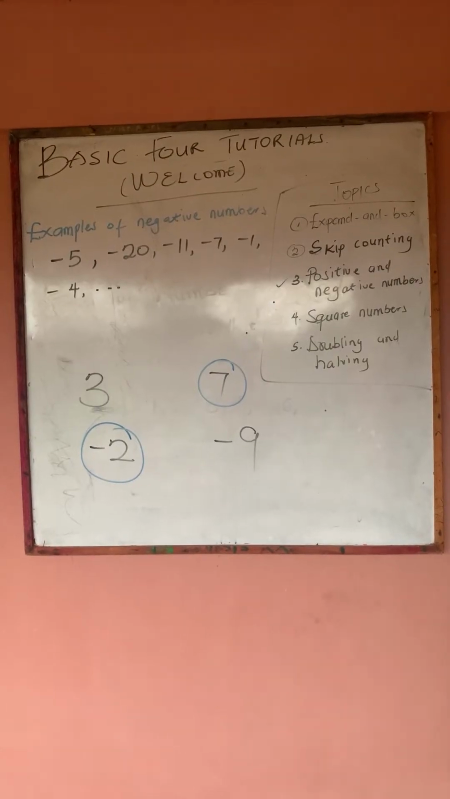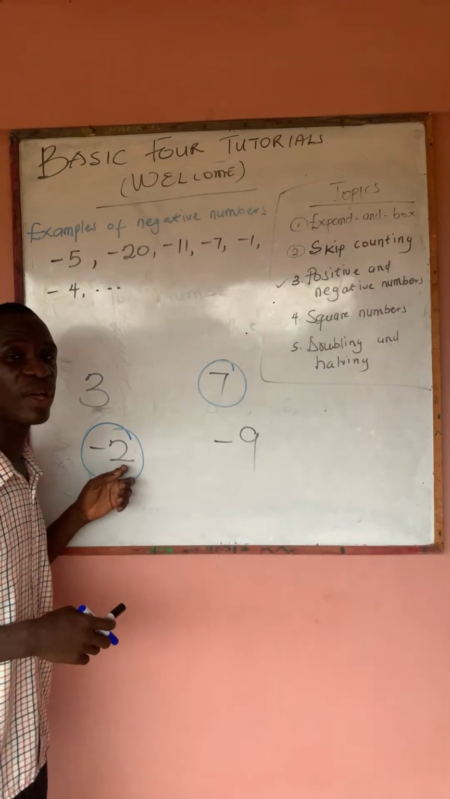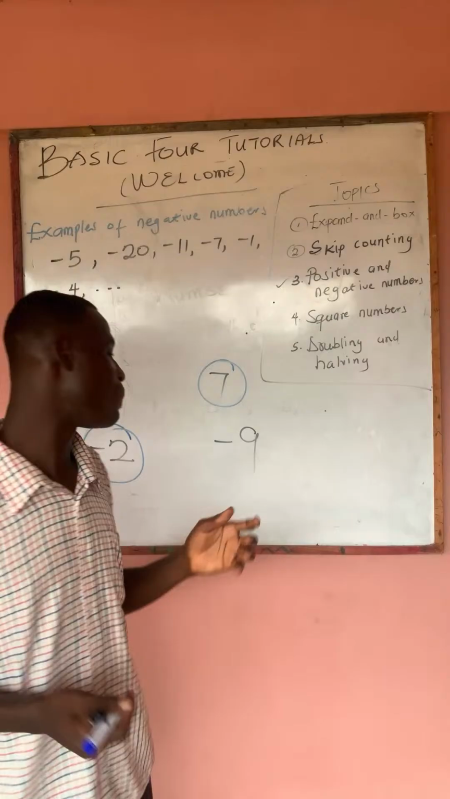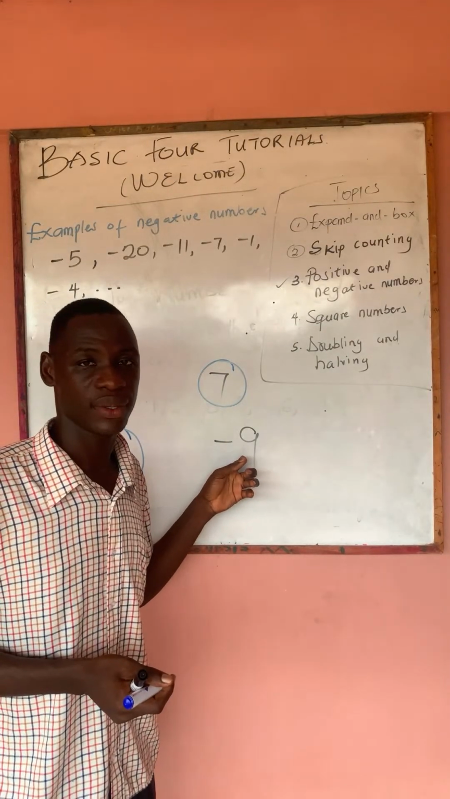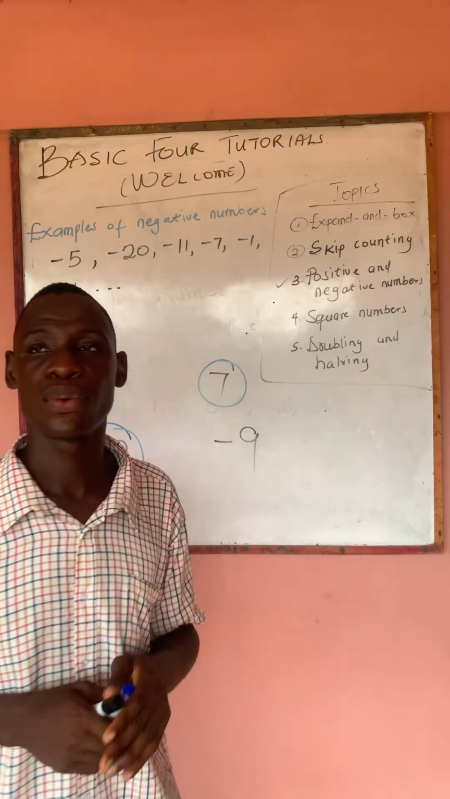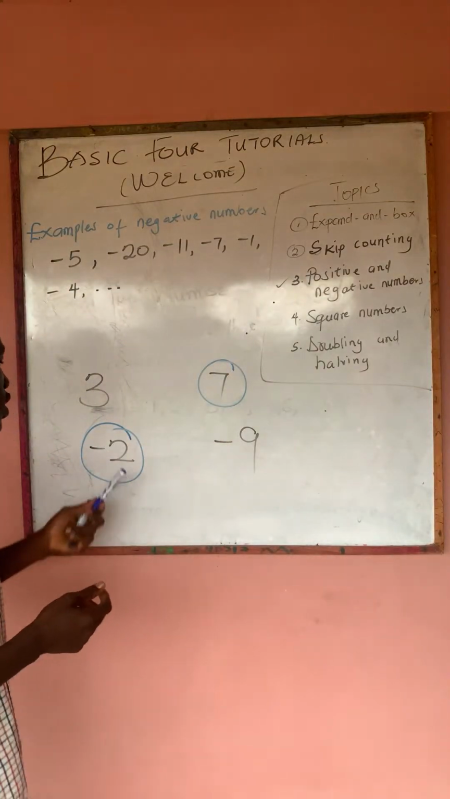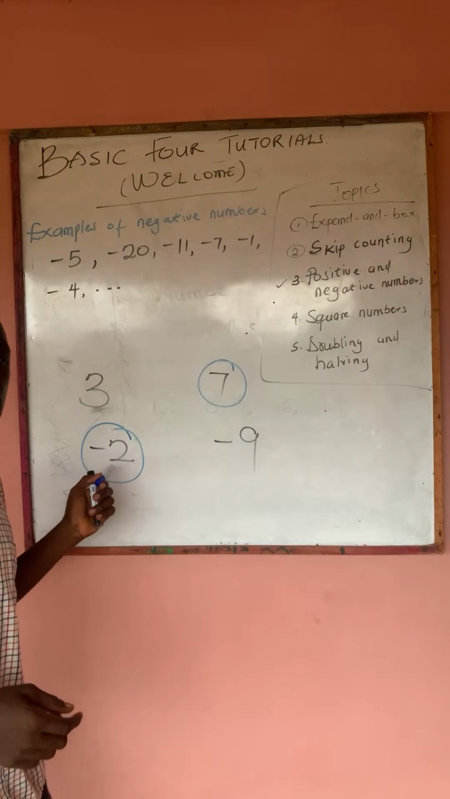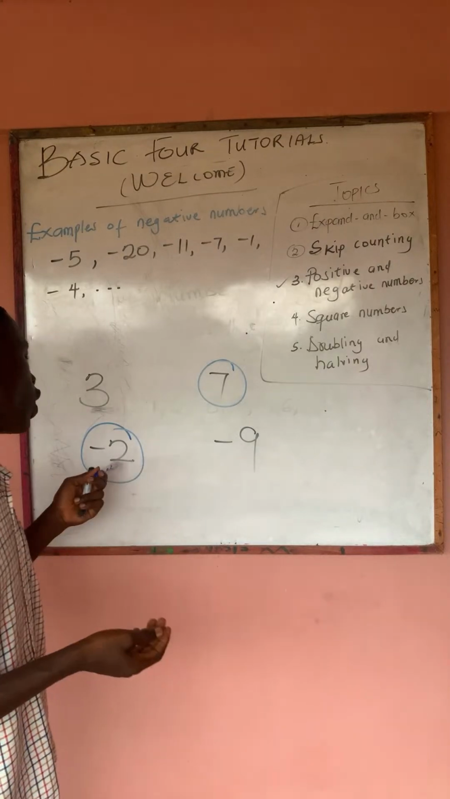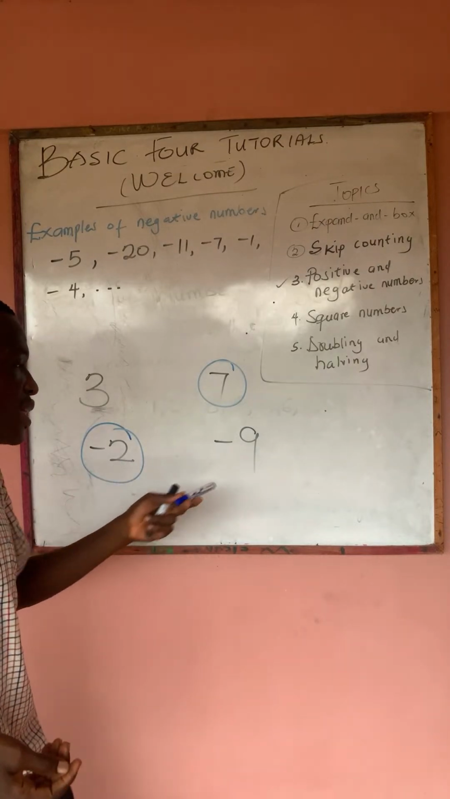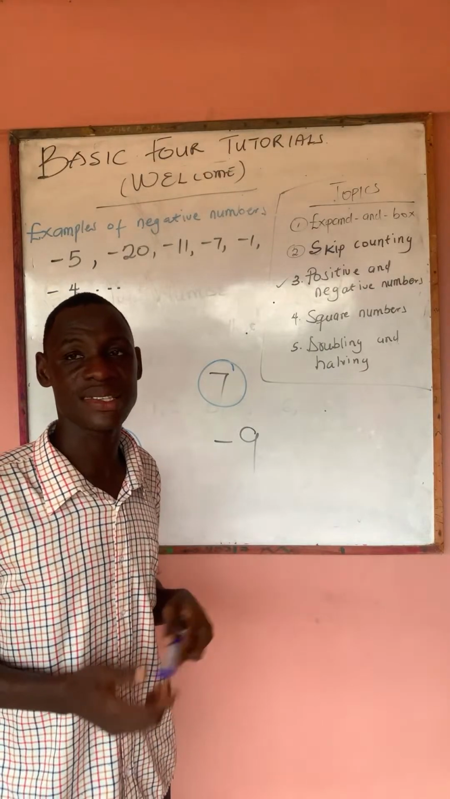All right, so as I was saying, a small negative number has a greater value than a bigger negative number. Let's take this scenario. The negative means you are owing. So negative 2 implies that you are owing 2. Let's do this with money, so you are owing 2 cedis. Negative 9 implies that you are owing 9 cedis.